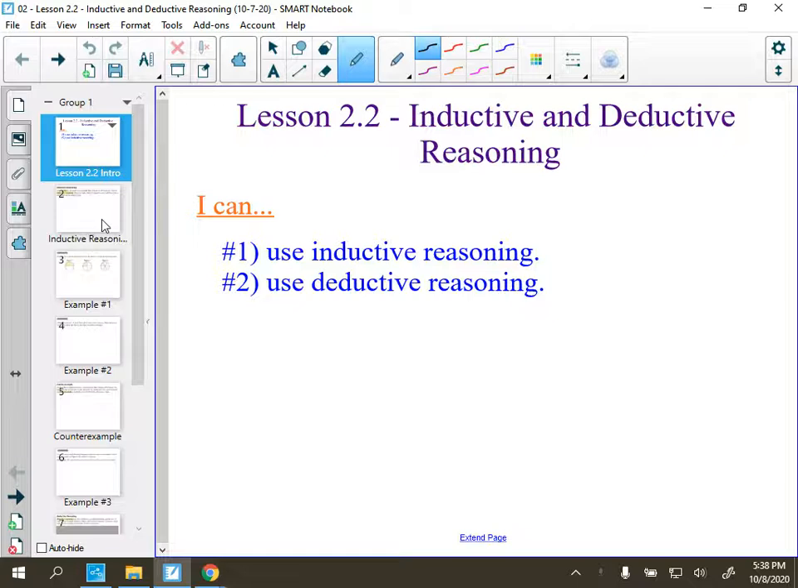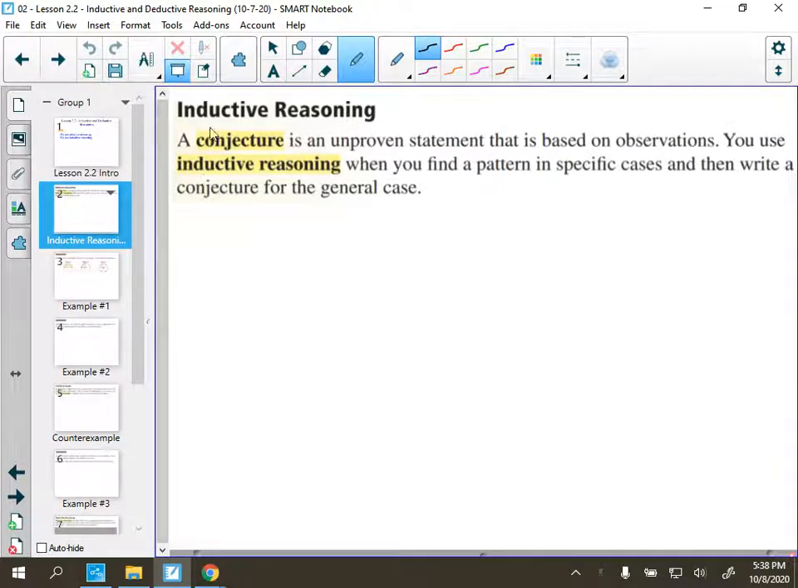So add to your notebook, inductive reasoning. What is it? Here we go. We use inductive reasoning basically when we look for a pattern. I know I'm kind of jumping ahead to the word conjecture. We'll come back to it in a second. Inductive reasoning is when we observe patterns, we look for something that we notice, a pattern, and then we make an educated guess. That's kind of what a conjecture is for the general case.